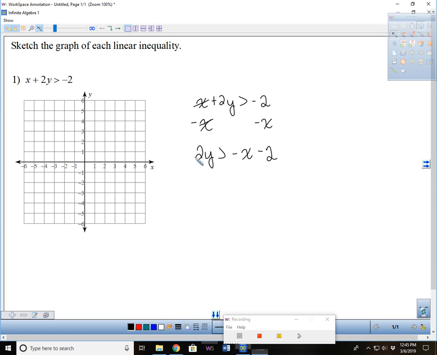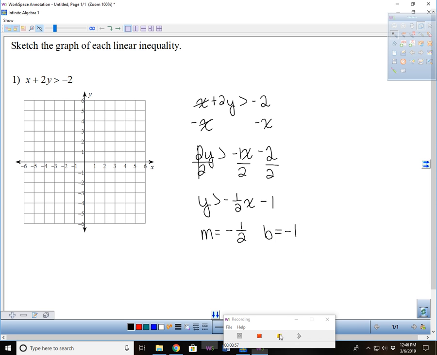All right, and then I have to get y by itself, so I divide by 2. You got to make sure you divide everything by 2. So right here you've got negative 1 over 2. And then negative 2 divided by 2 is negative 1. So now you've got your y by itself. The slope is negative 1/2, and the y-intercept is negative 1.